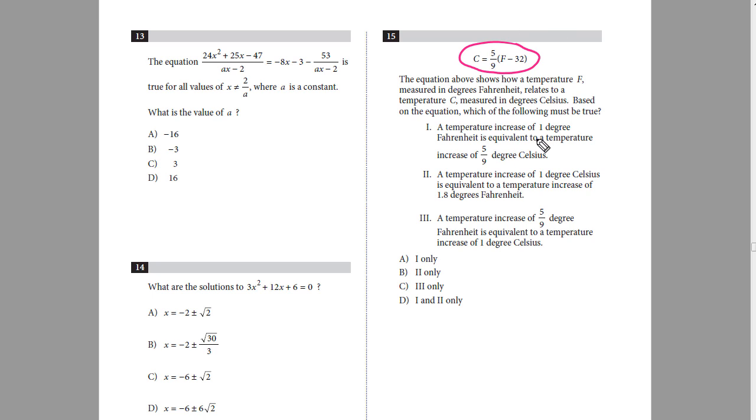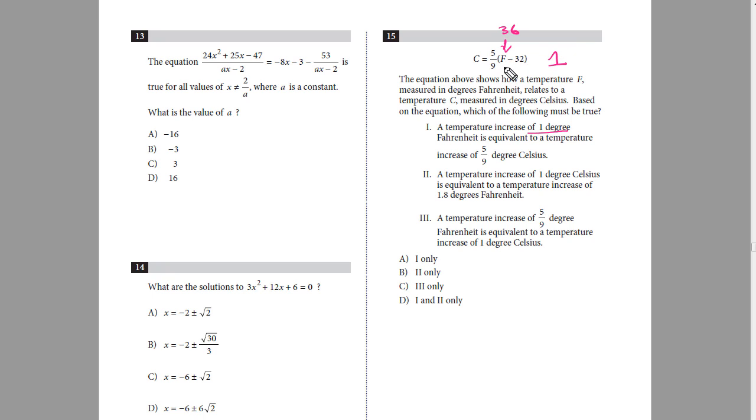Why? Because it says the temperature increase of 1 degree. That means the change in temperature, that will be 1 degree. So over here, F minus 32 is representing the change in temperature. Or let's suppose F is 35. So 35 minus 32 is 3. So now F increases by 1 and it becomes 36. Now 36 minus 32 is 4. Alright. So the change is 1. Before it was 3. Now the change is 4. Now the total change in temperature is 1.